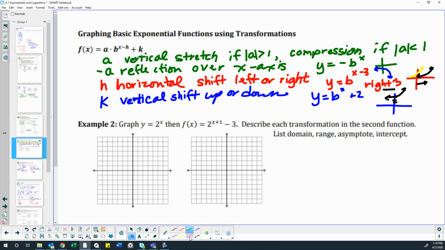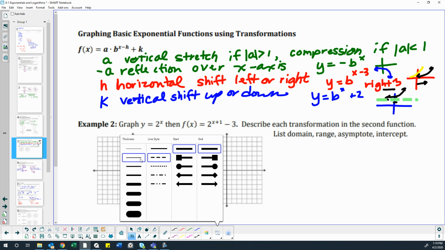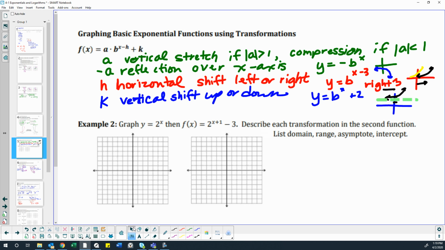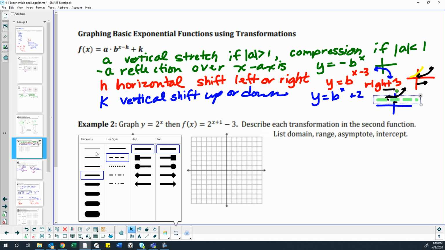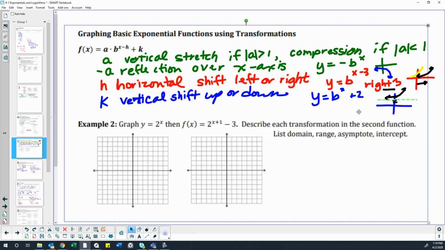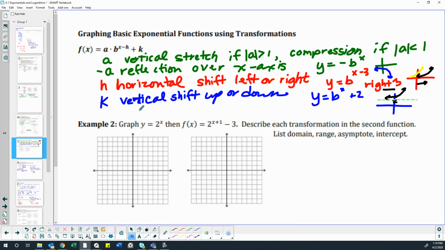I should have done that as a dotted line. So many things I want to look differently than how I first start them, and then I'm like, oops, let's do that different.